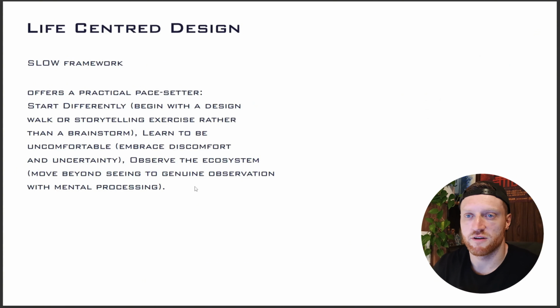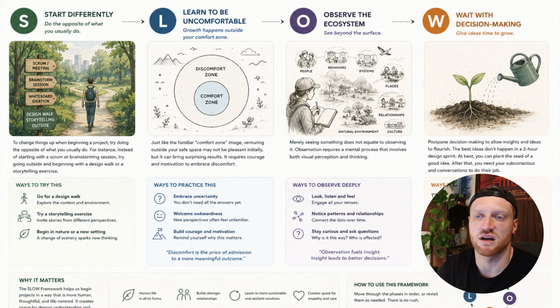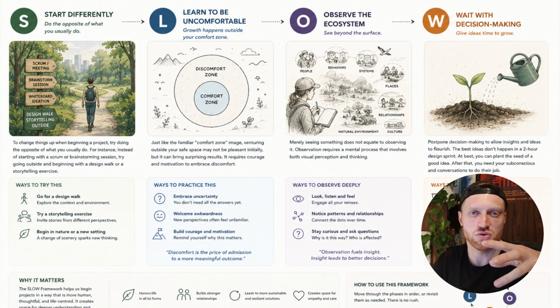And then we have the slow framework, which is one of the tools that I found that is specifically designed for life-centered design approaches, right? And it is supposed to basically set the pace for your design. S means start differently, do the opposite of what you usually do. Like instead of just doing a brainstorm like you would always do, try to do a design walk, go out there, be in nature, try to surround yourself in the relevant environments.